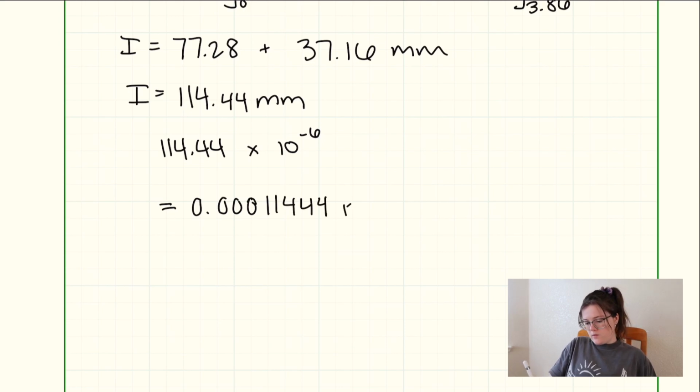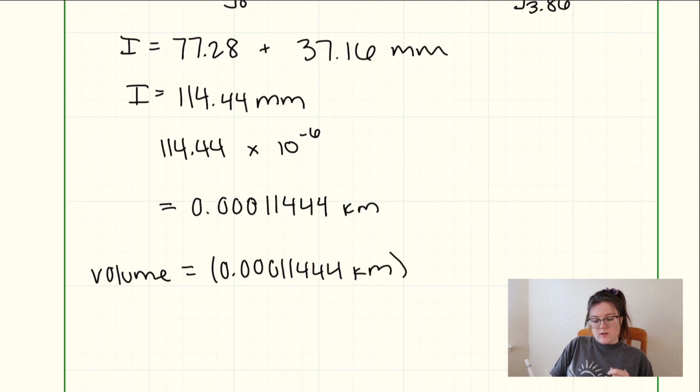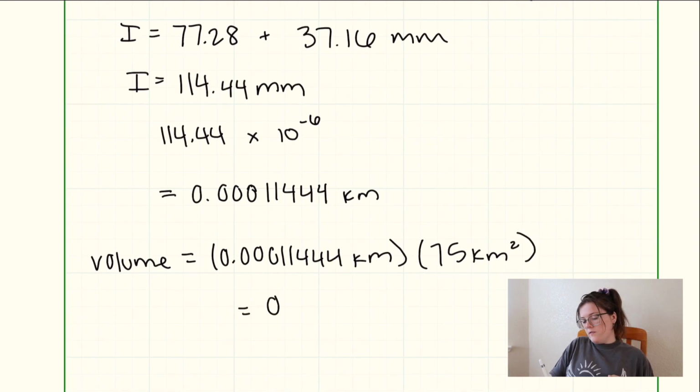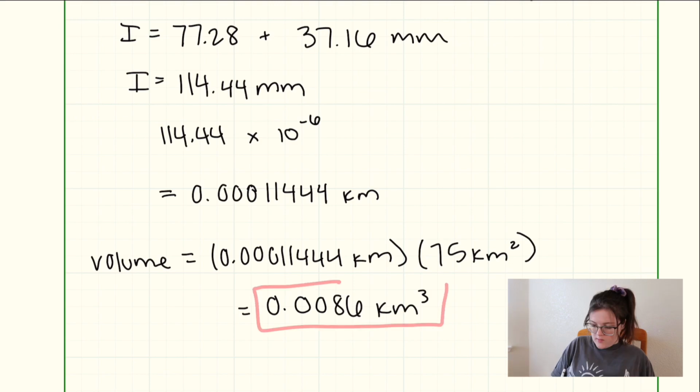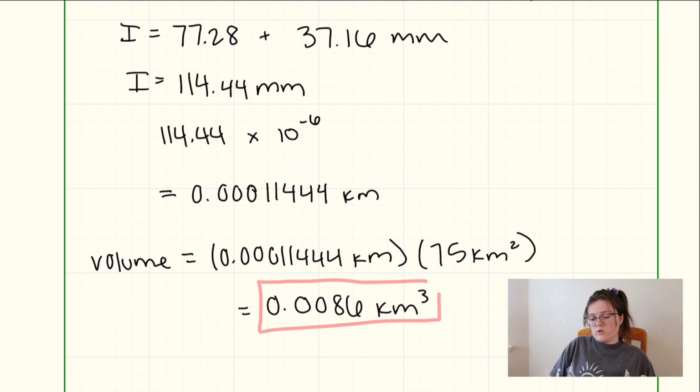So we will get a value of 0.0001144 kilometers. And we will get that to a volume of infiltration in that certain area, the 75 square kilometers, by doing 0.0001144 kilometers times the 75 kilometers squared, which will get us a value of 0.0086 kilometers cubed. And there we have it. That is the volume of infiltration that we will have in this case.